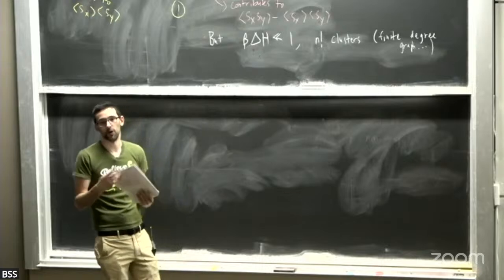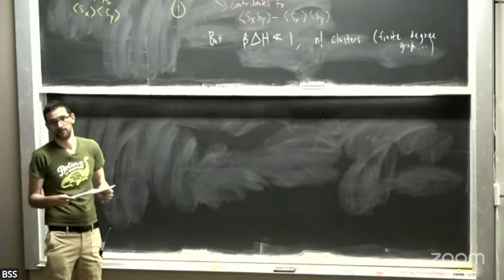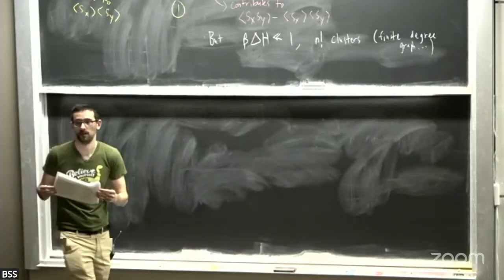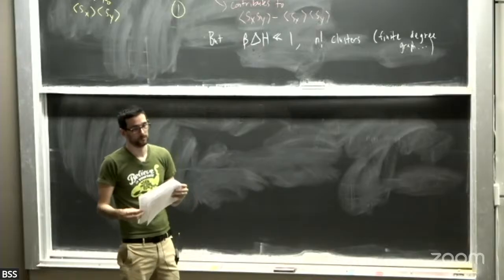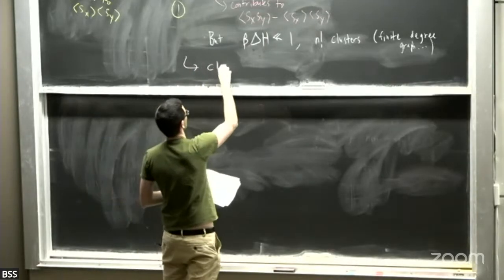Yes, like in the Ising model, for example, this delta H would be 4J or maybe 8J. Example. Yeah. Yes. So this goes by the name of cluster expansion.